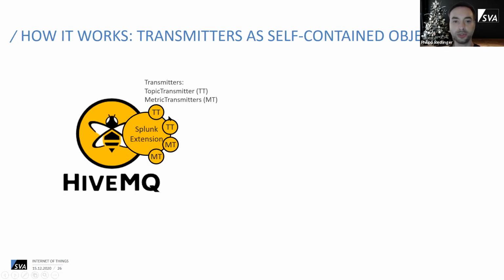And also you can have an arbitrary number of transmitters. So you can have one transmitter basically for all of your topics, or one transmitter for all of your metrics. That is the only distinction between these transmitters: one type is responsible for transmitting topics, and the other type is responsible for transmitting the metrics from the HiveMQ cluster. So there are two sections to the configuration, which I will show you later.